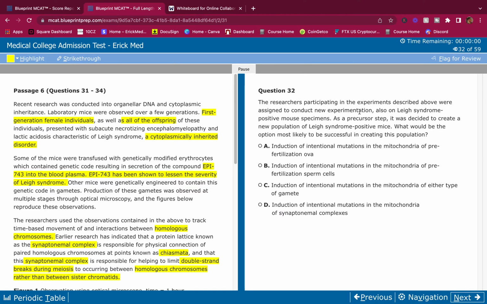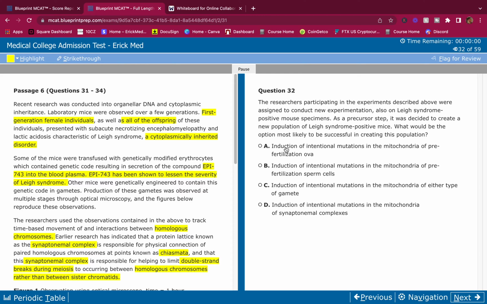The researchers participating in the experiments described above were assigned to conduct new experimentation, also on Leigh syndrome positive mouse specimens. As a precursor step, it was decided to create a new population of Leigh syndrome positive mice. What would be the option most likely to be successful in creating this population? Well, okay, that's easy, guys. We want to create a population of Leigh syndrome positive mice. Okay. Induction of intentional mutations in the mitochondria of pre-fertilized ova.